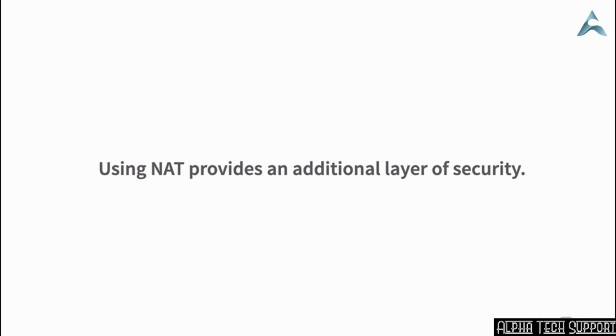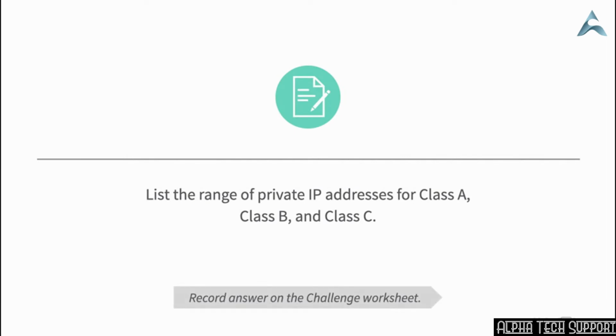So now let's test your knowledge. List the range of private IP addresses for Class A, Class B, and Class C. You can record your answer on the challenge worksheet.